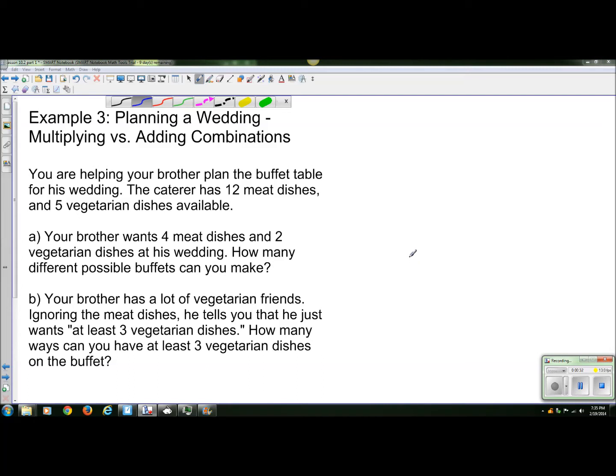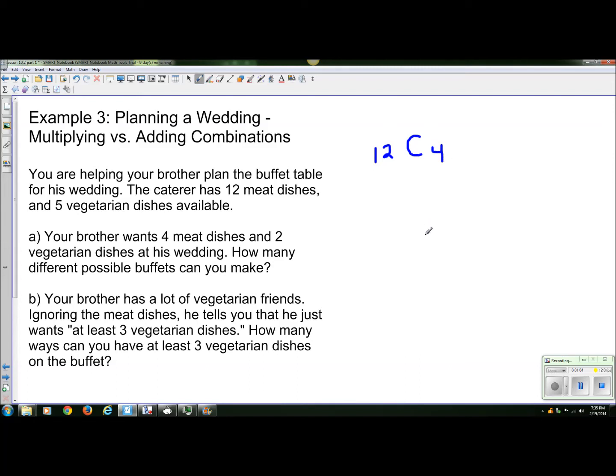This is problem A. Well, let's think about this. He wants 4 meat dishes. There's 12 different choices for meat dishes. And it probably doesn't matter what order you choose them in. You'll still have those same 4 meat dishes at the wedding. I mean, unless you want to number them on the table or something like that, in which case this would actually be a permutation problem. But let's assume that's not the case. Let's just say you want to choose 4 of them. Well, that's 12 choose 4.